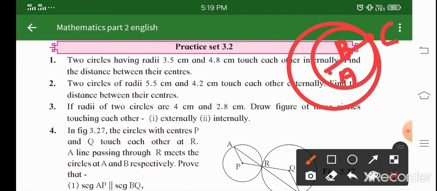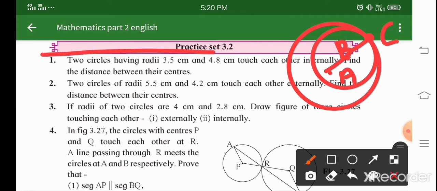Now, as we know, if the circles are internally touching, the distance between the centers is always equal to the difference of their radii, right? If they are touching circles, see, they have given the radius over there. So it is given that two circles have radius 3.5 centimeter and 4.8. With this, you can say that the two touching circles, all that statement you'll have to write over there.